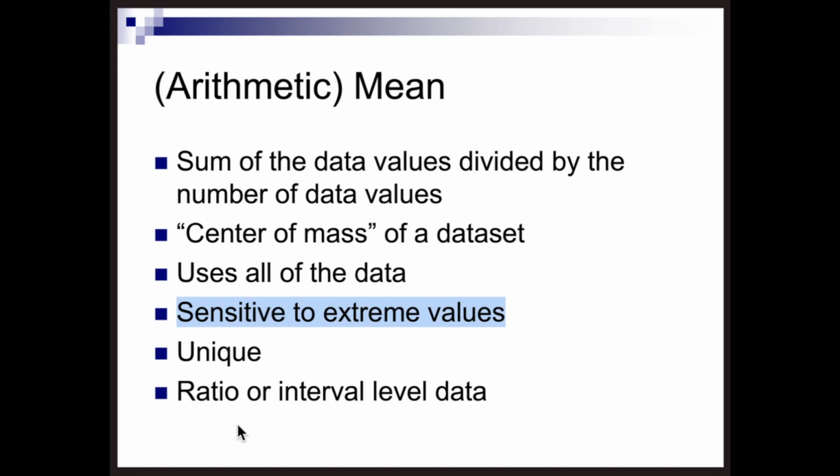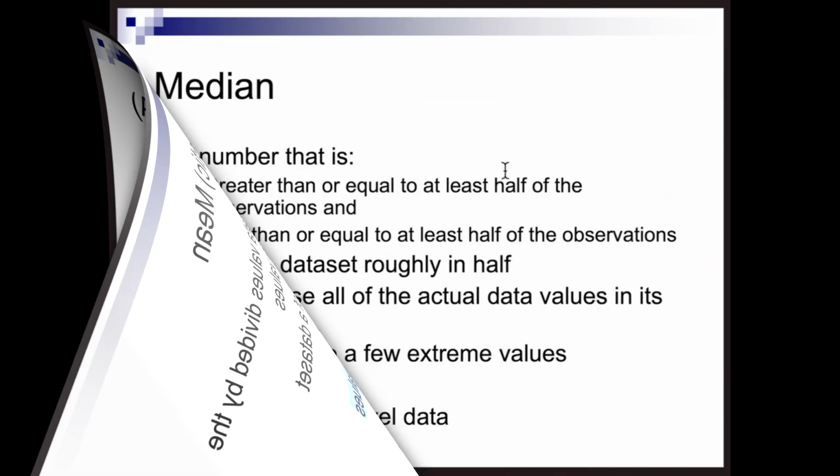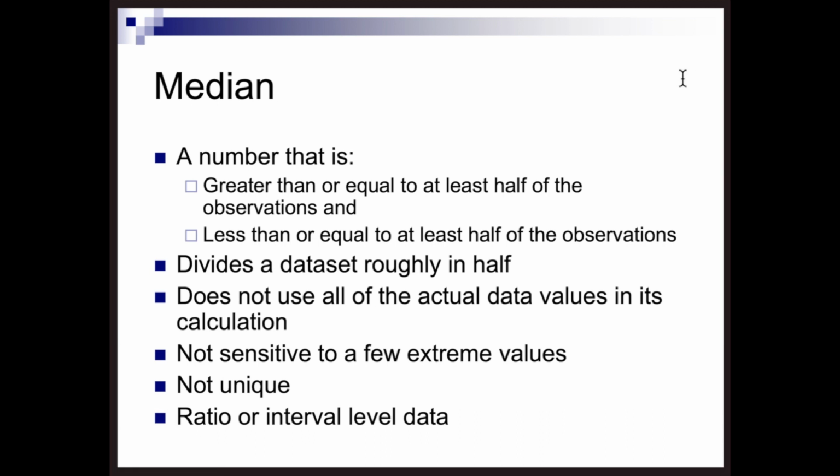So at least at the interval level for the arithmetic mean to make any sense. Okay, the next measure of location that we'll look at is called the median. And the median is a real number that satisfies two conditions.